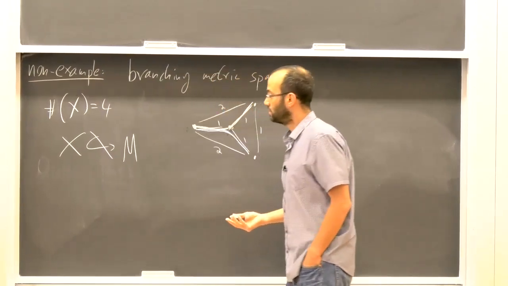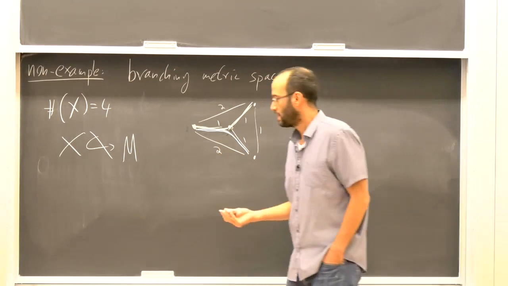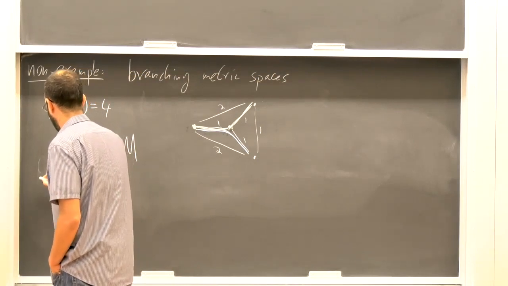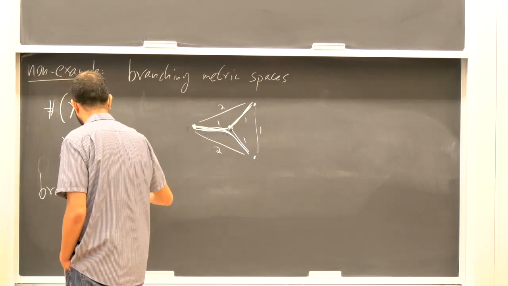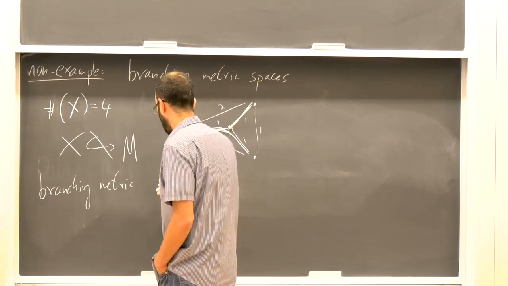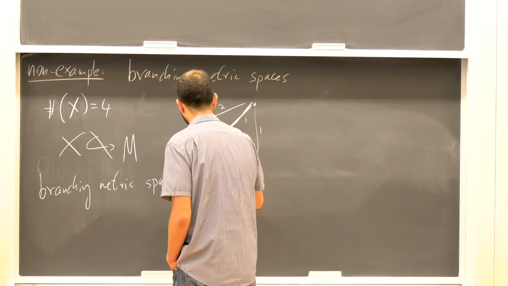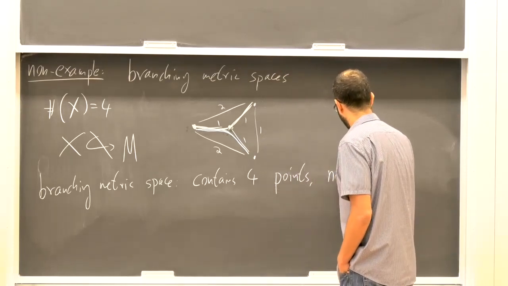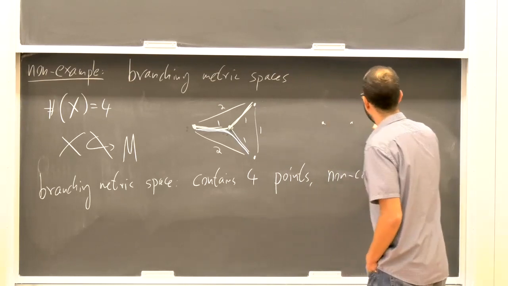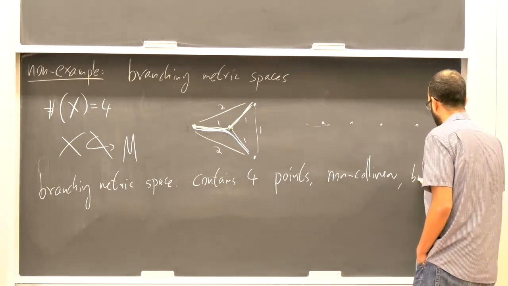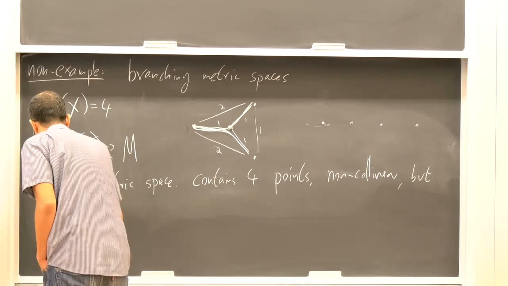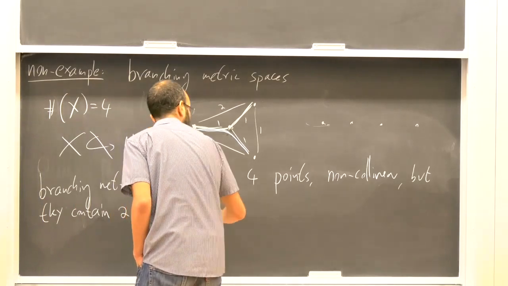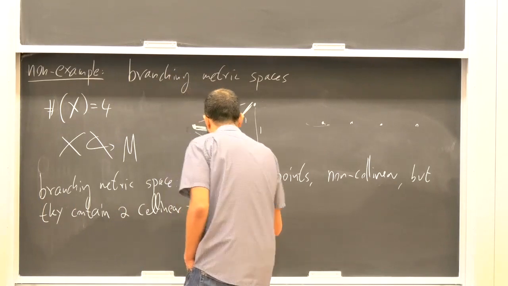Okay, and a space is non-branching if it does not contain 4 points with this property. So a space is a branching metric space if it contains 4 points, so there is some local obstruction for an embedding, which are not collinear. So it's not that you cannot embed these 4 points in a line with the distance being the distance on a line, but they contain 2 collinear triplets. Okay, so that's a non-example.